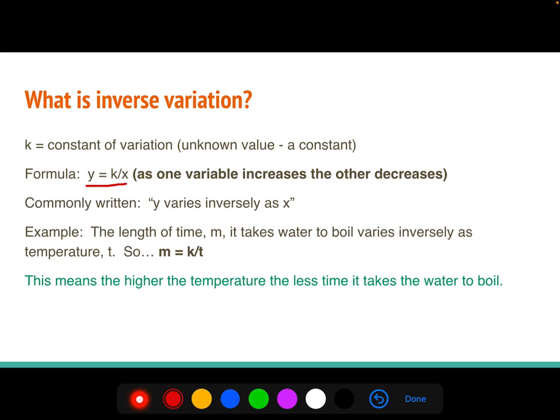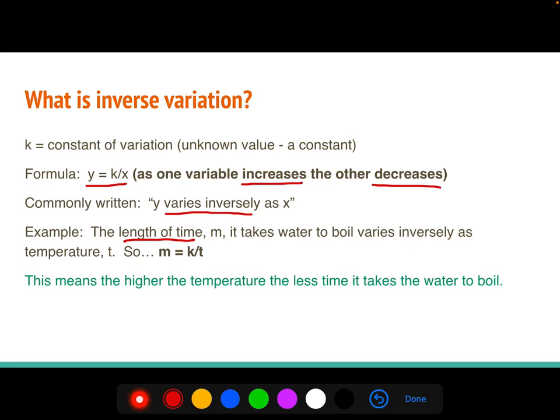We have a formula, y equals k over x. And what this basically says is y is one variable, x is the other variable. As one of your variables gets larger or increases, the other one decreases. And that's what we mean by varies inversely. That means one variable goes up, one goes down at the same time.